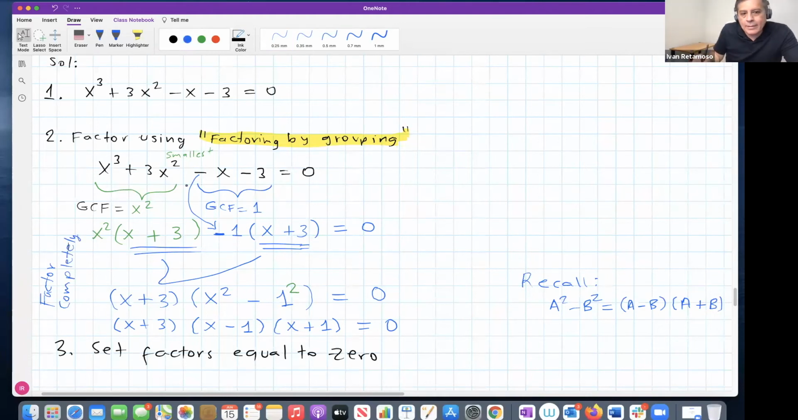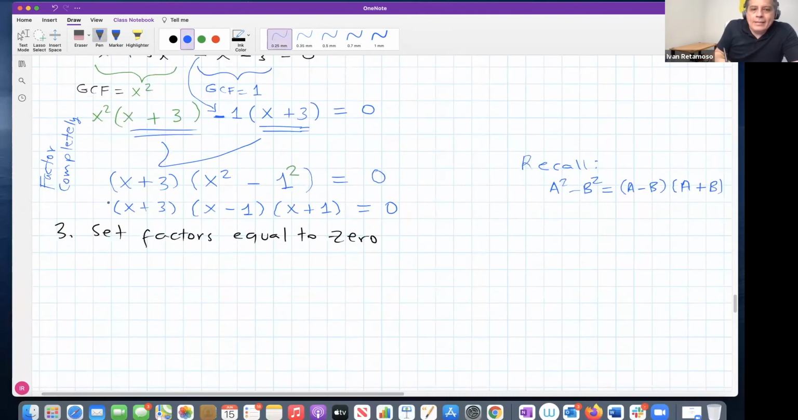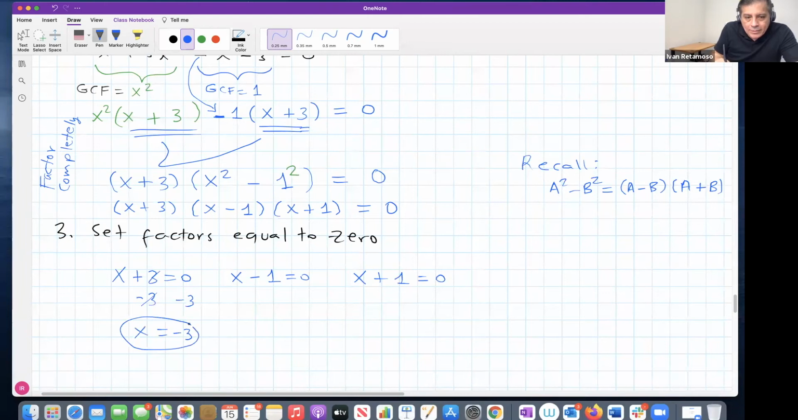Yeah, okay, great. All right, now the third step is this: set each factor containing the variable equal to 0. So x plus 3 equal to 0, x minus 1 equal to 0, and x plus 1 equal to 0. From there, guys, subtracting 3 on both sides, you can get, after canceling these 2, that x is equal to -3. That will be our first 0, right? The first solution.